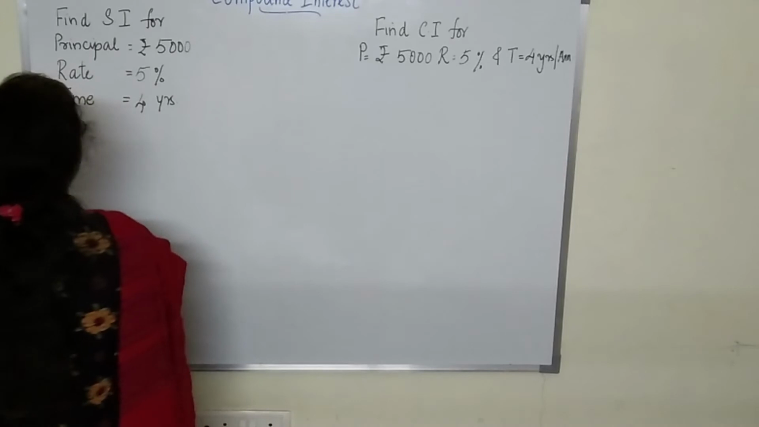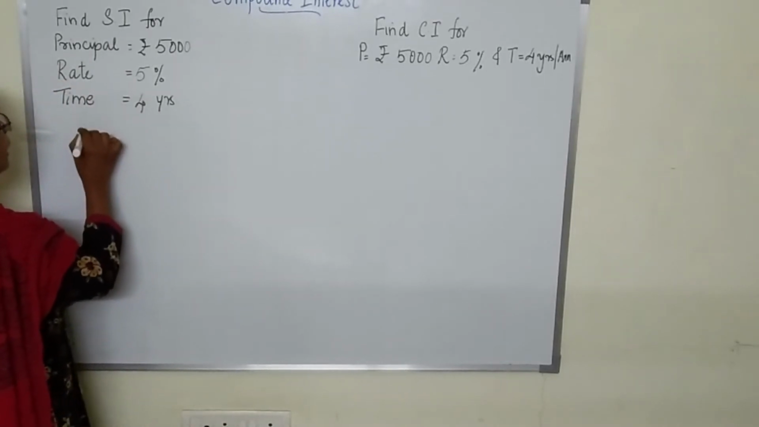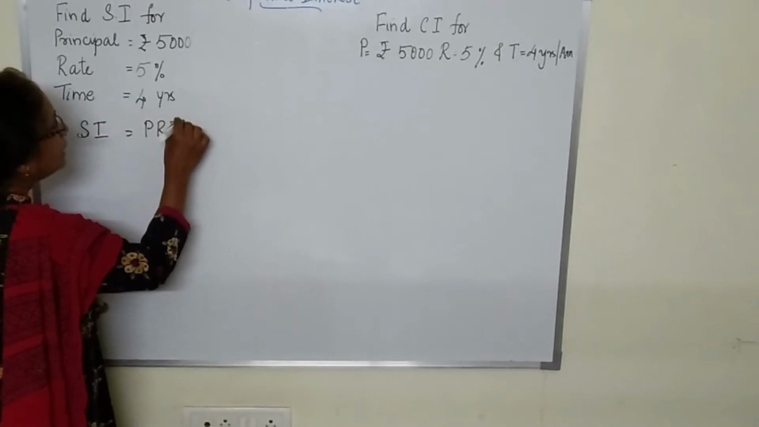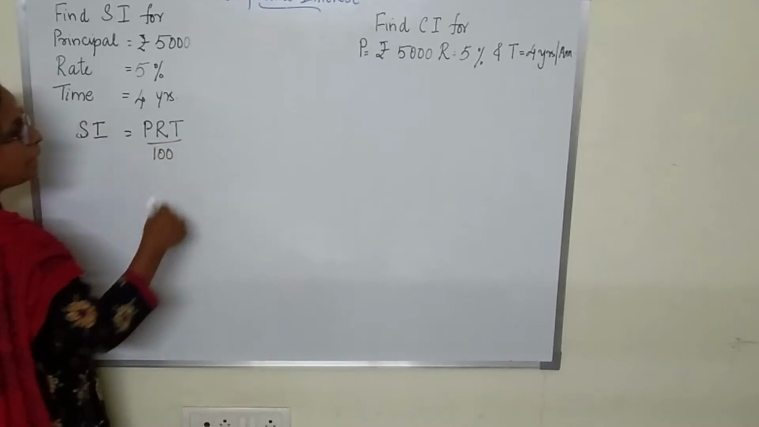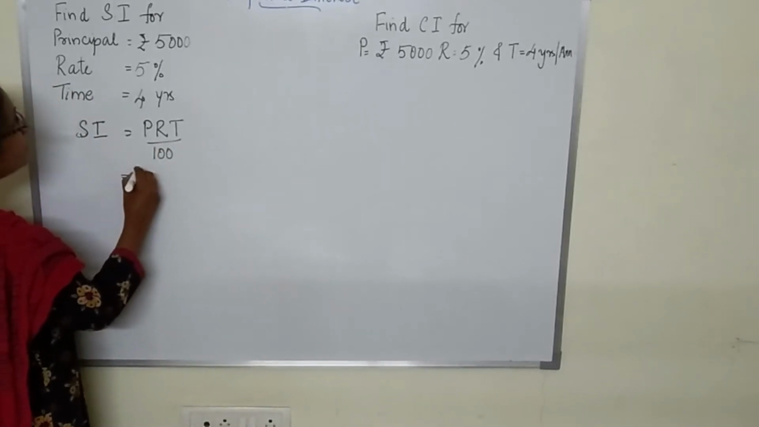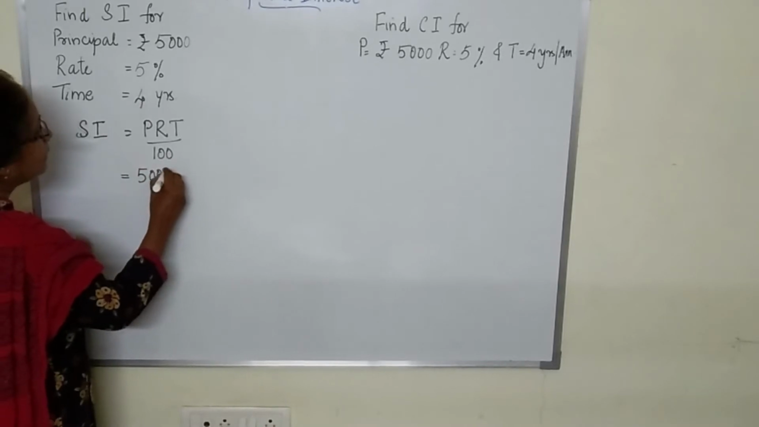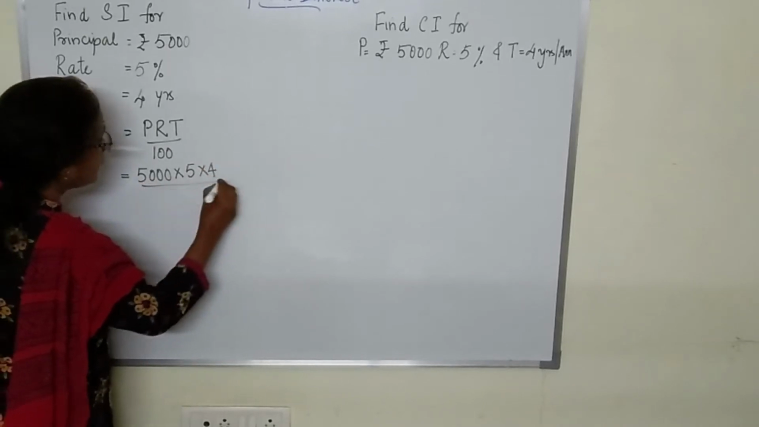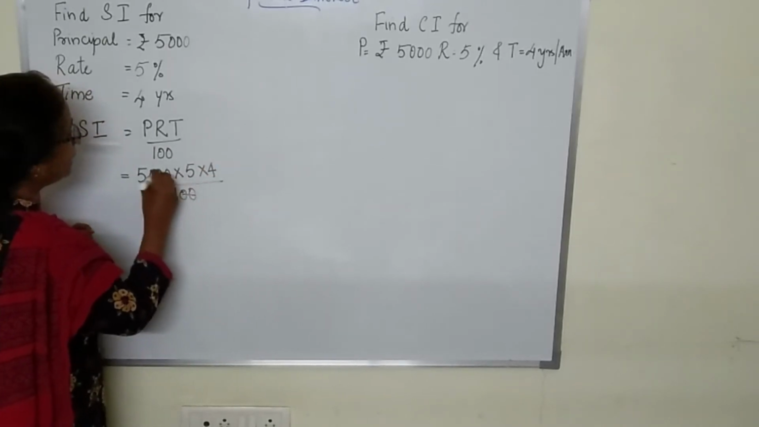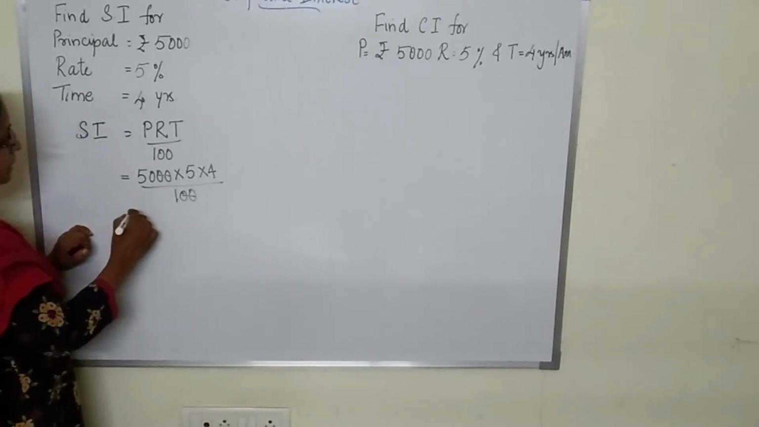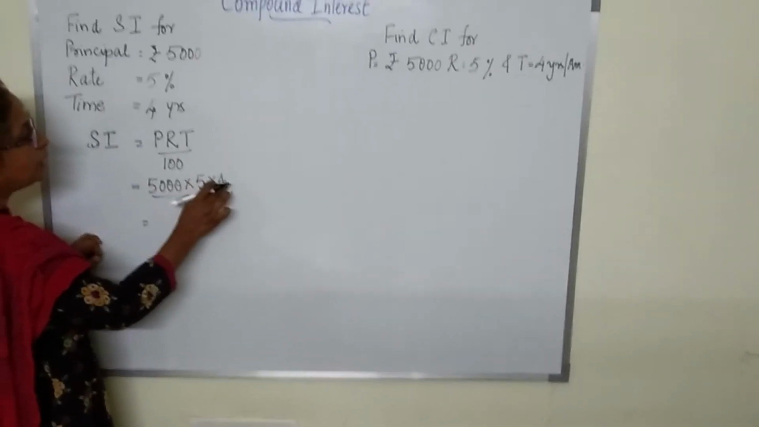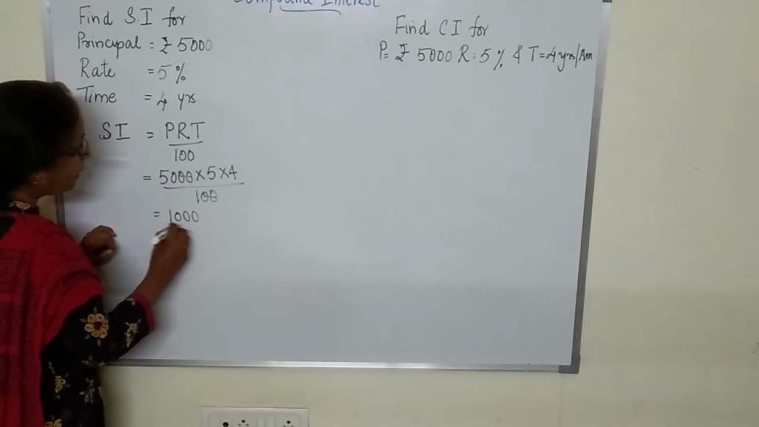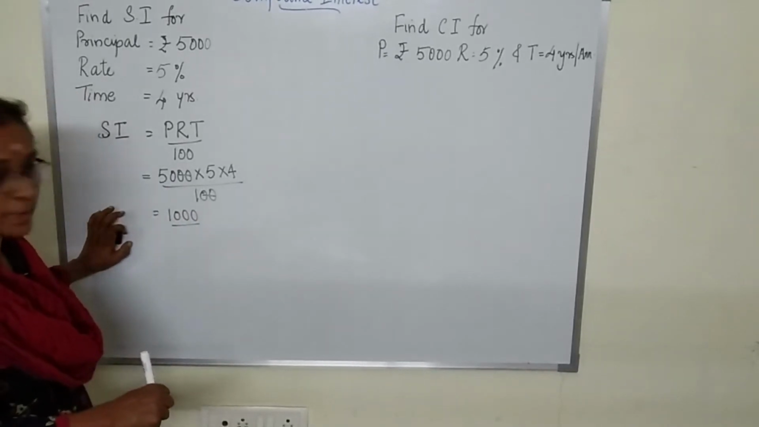Okay, you know how to find it out. Very easily you can do it. Simple interest is equal to PRT upon 100, which is equal to 5,000 multiplied by 5 multiplied by 4 upon 100. So when you do the cancellation, we get 5 5s are 25, 25 4s are 100. So we have to pay 1,000 rupees more.